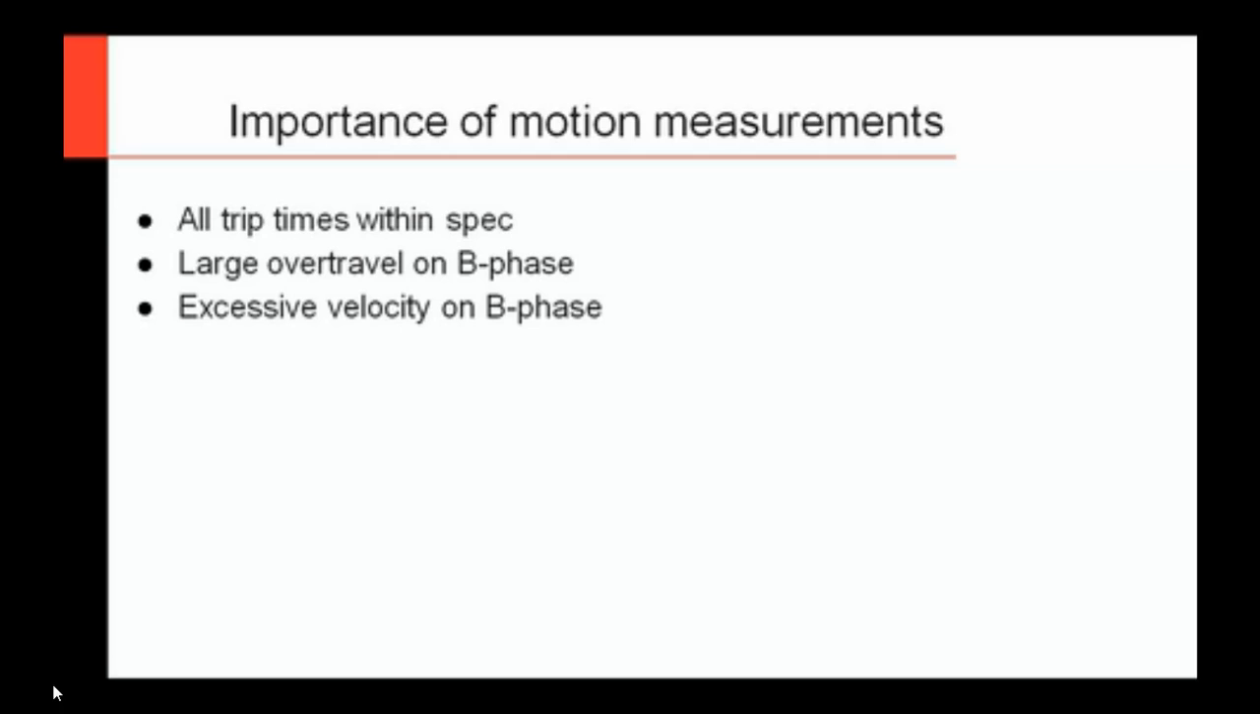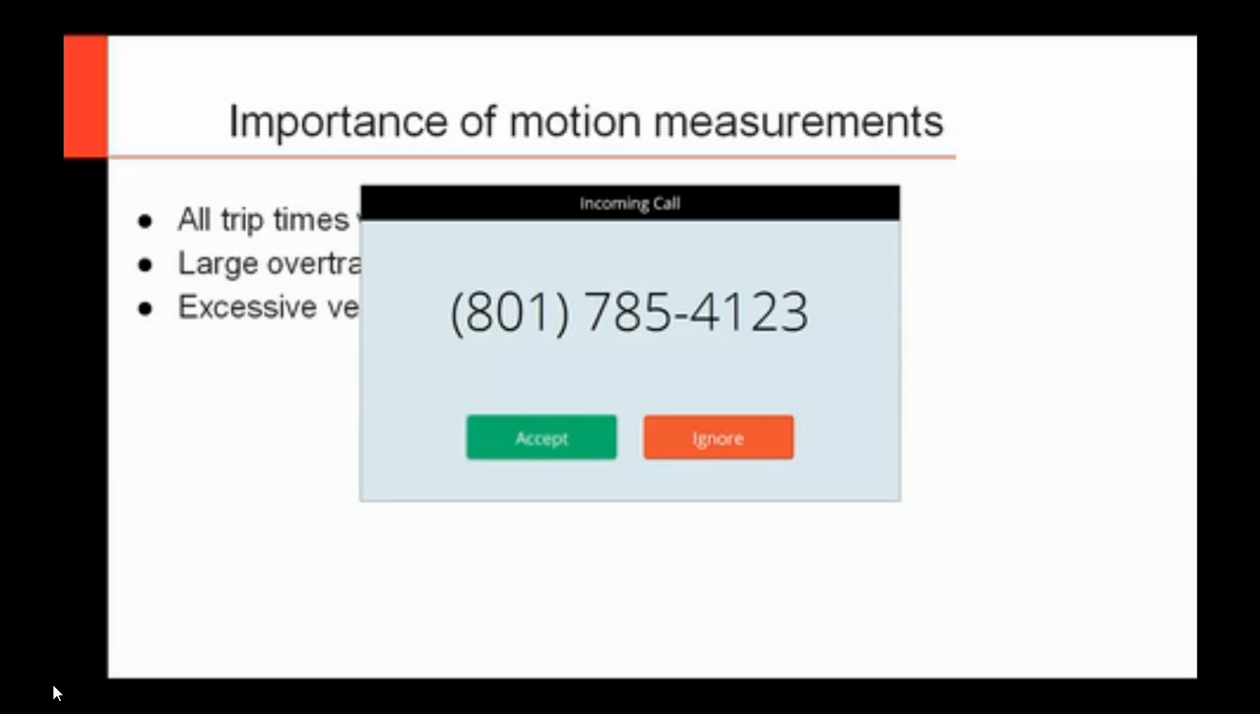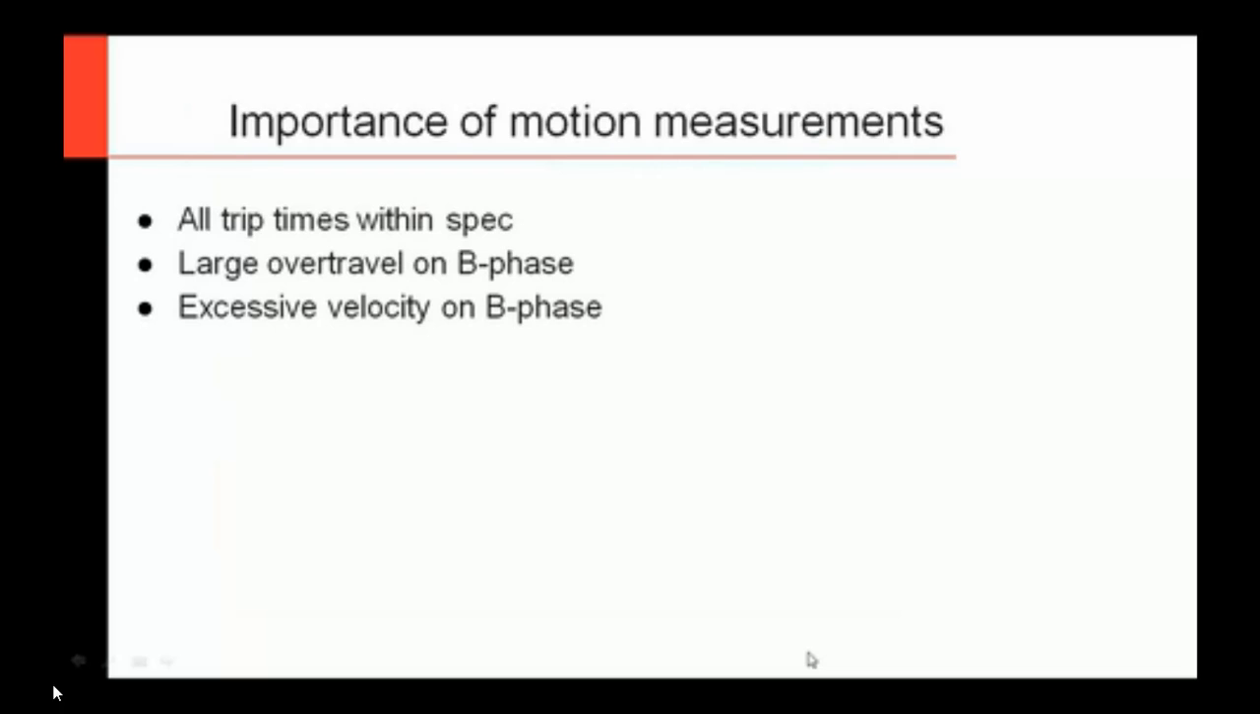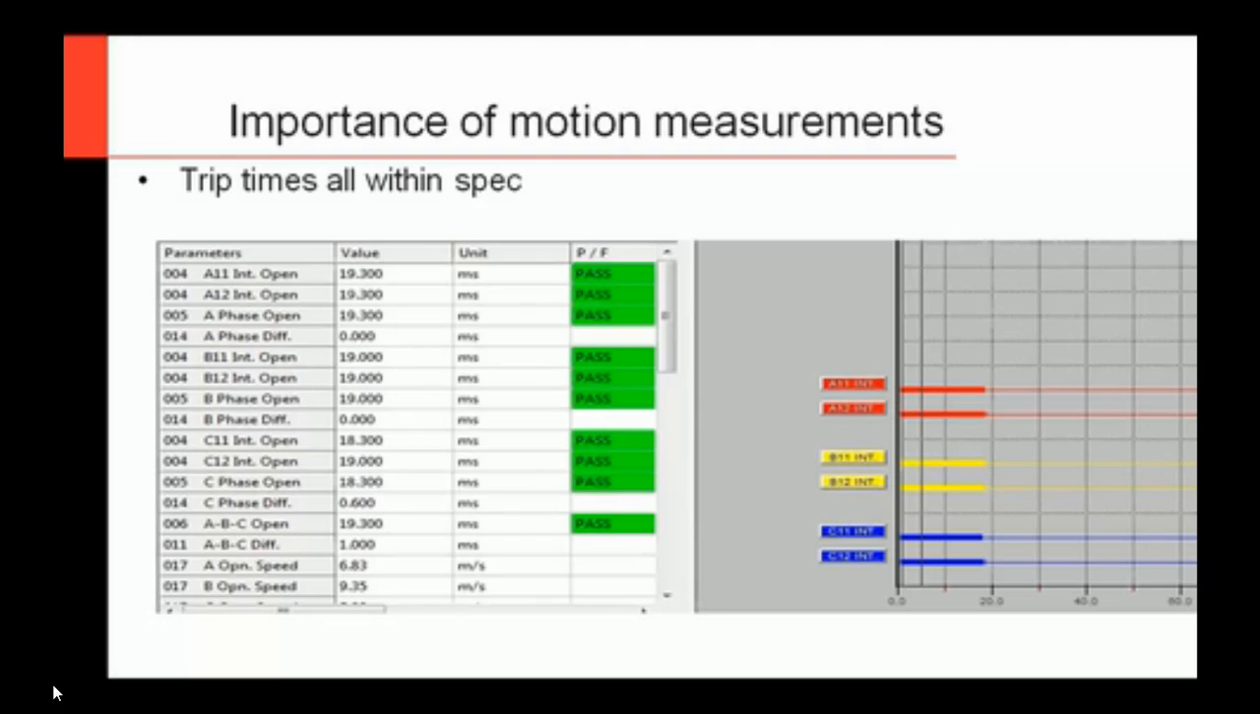So I just want to give a quick example here of a circuit breaker that was timed, and all trip times were within spec. And there was a large over travel. When we actually looked at the transducer measurements, there was a large over travel on B phase and excessive velocity on B phase. So if I was just performing timing measurements, I'd see everything well within spec here. Everything's around 19.3, 18.3, so a total open time of 19.3 milliseconds, and really only a differential of 1 millisecond between phases there.